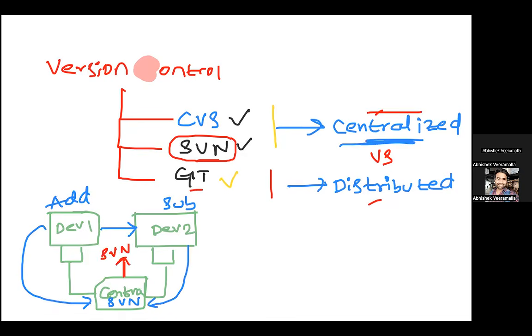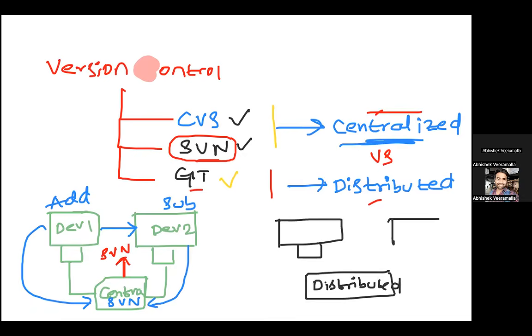And now the concept that eventually evolved was the distributed version control system. I'll tell you what a distributed version control system is. So same thing, let's say there is Dev 1 and then there is Dev 2.